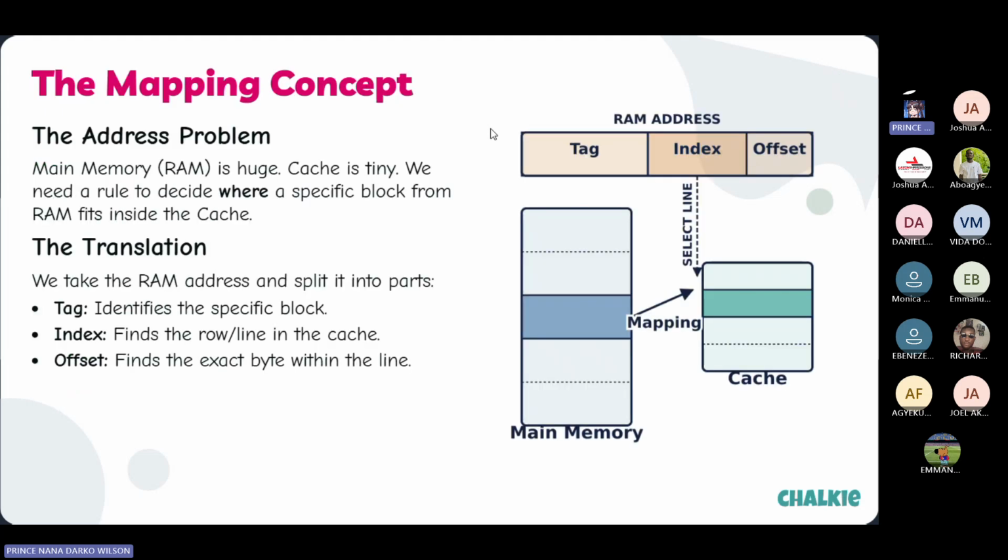Now here is an address problem that hammers on what we studied in the last lesson. The address problem says main memory, that's RAM, is very huge. Cache is tiny. We need a rule to decide where a specific block from RAM fits inside the cache. This is very important, especially when we are talking about direct mapping, because in direct mapping, we know that each block of data will be thrown to a particular space inside the cache.